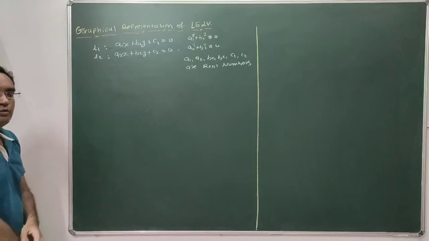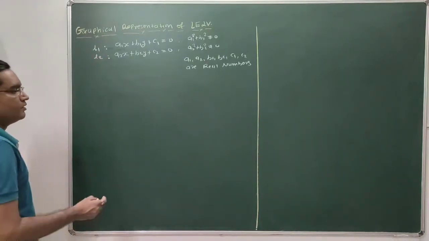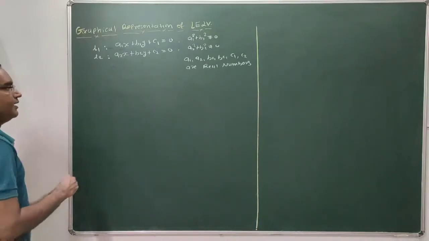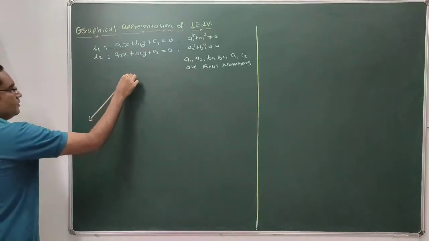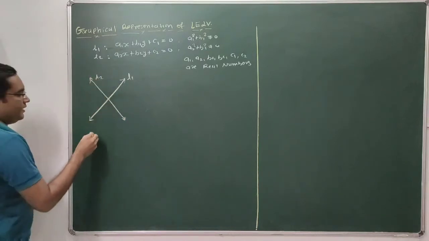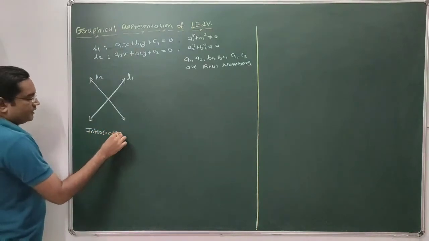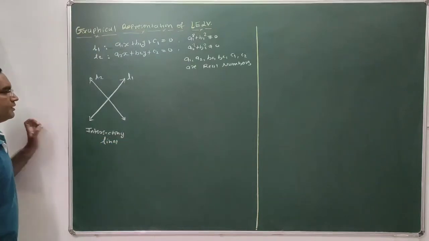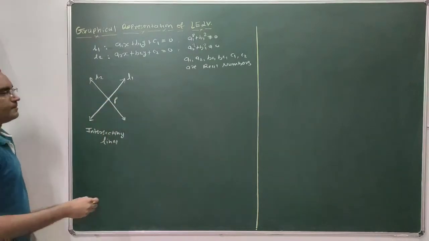So if we consider the number of possibilities for the graph of linear equations in two variables, the number of possibilities for two lines, that we also discussed in our standard 9. If we draw two lines in a plane, we can get intersecting lines. Two lines can intersect each other at a point, suppose P.